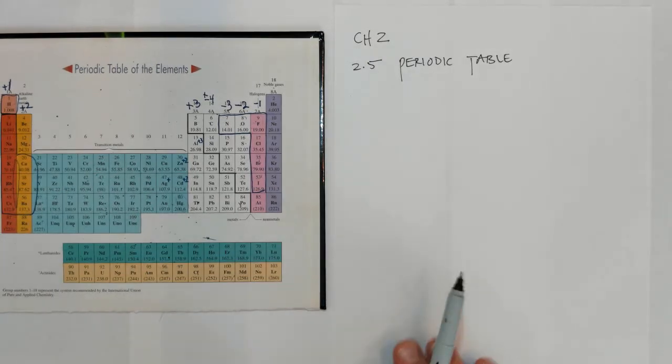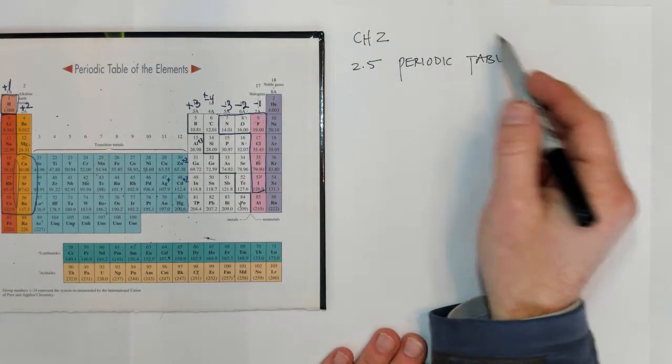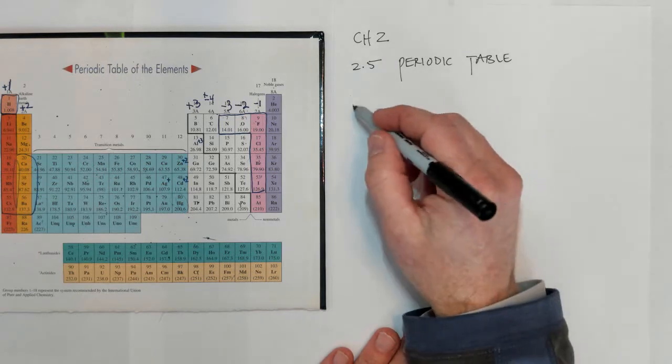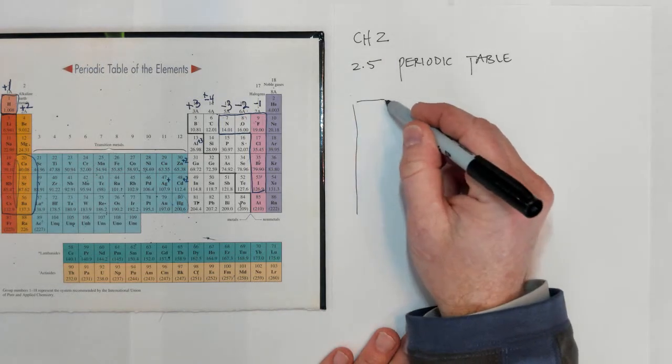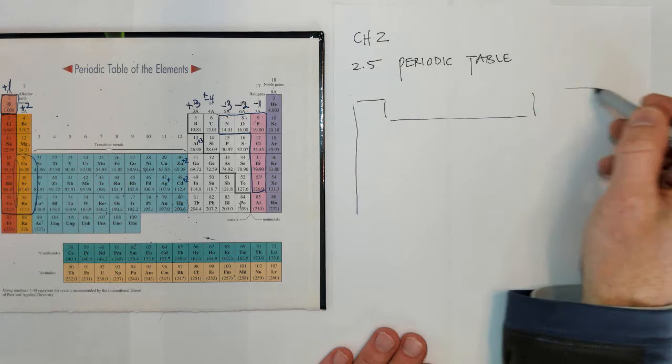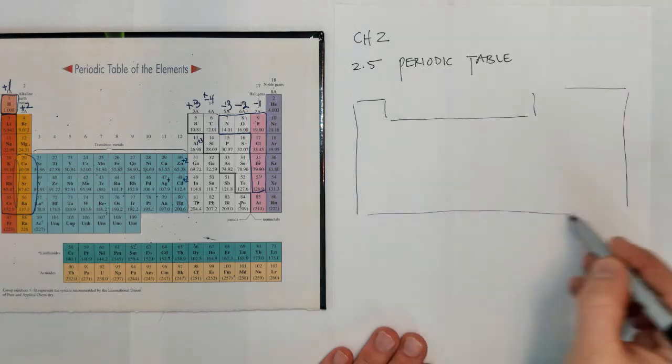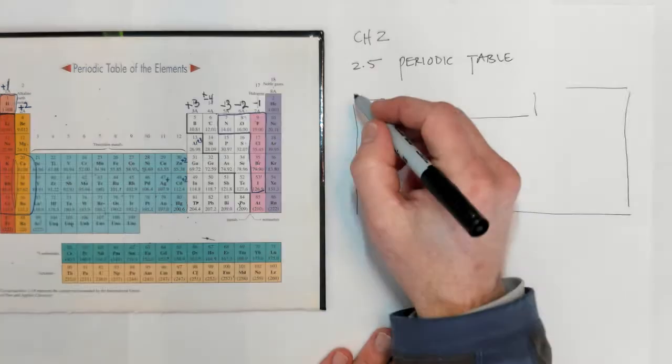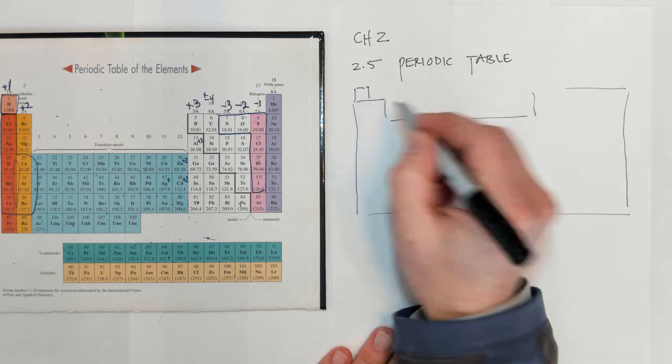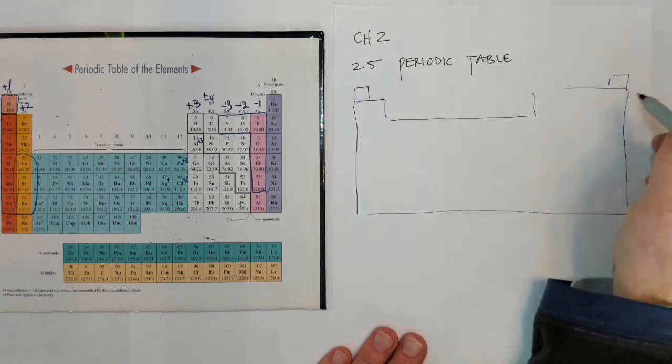There are some characteristics of the periodic table that you should know. And in your notebook, you should write down the title. And then, using at least half a page, you can sketch an outline of what it looks like. And then we'll identify some places and some pieces on the table.